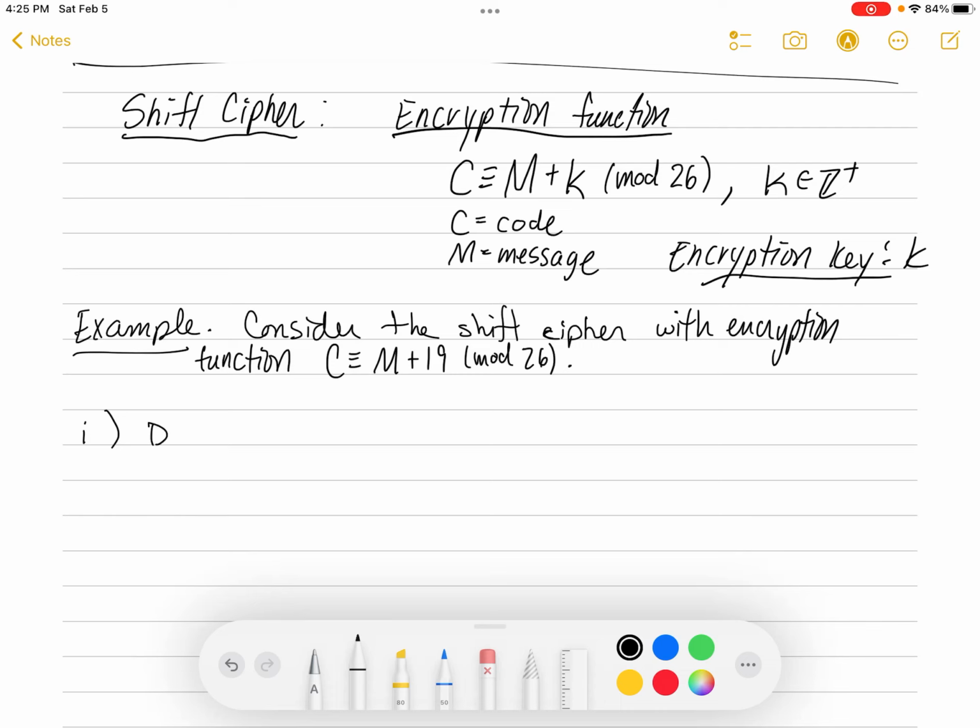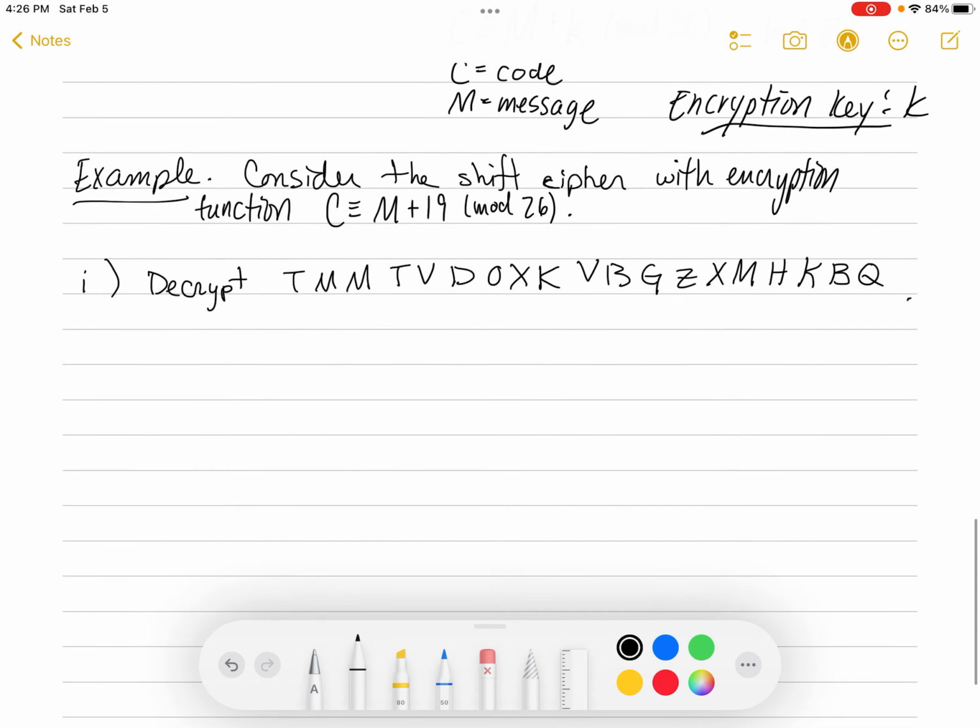Number 1, decrypt the following: TM, M, TV, DOX, KV, B, G, ZXMH, KBQ. So decrypt that. So I'm going to put this code in numbers.